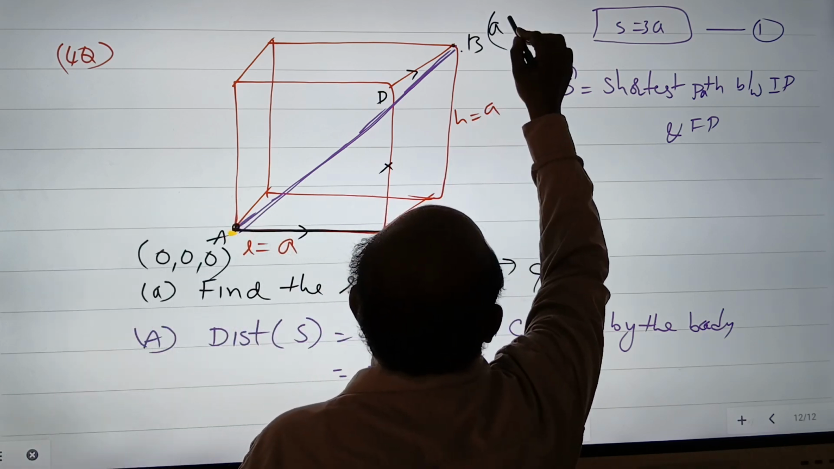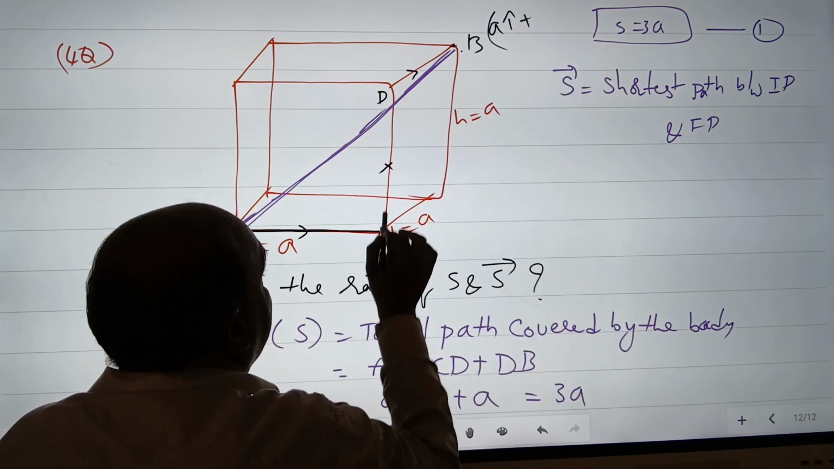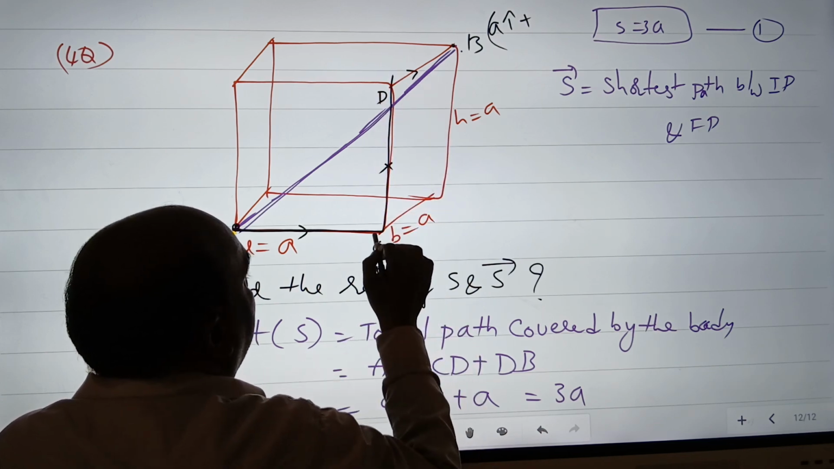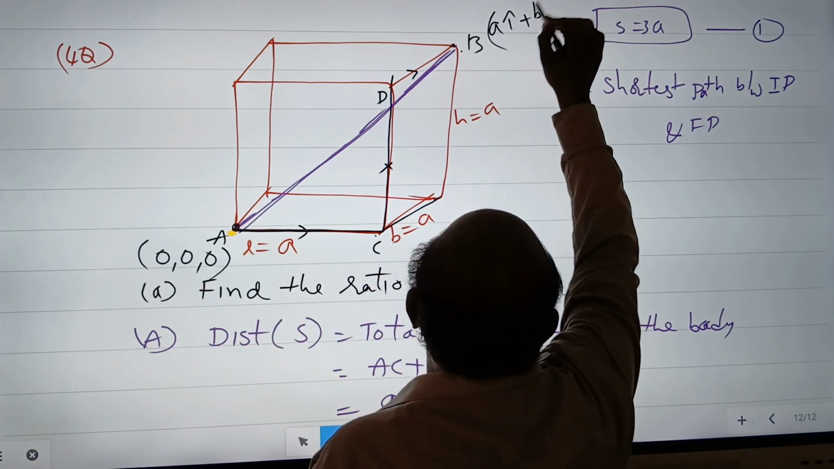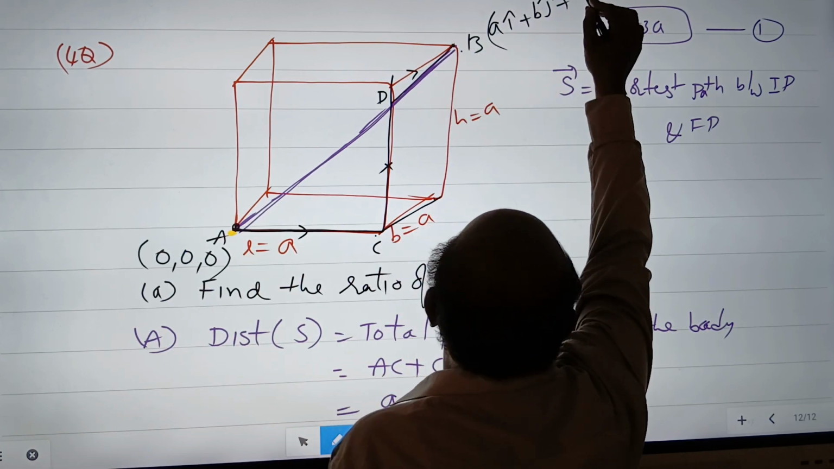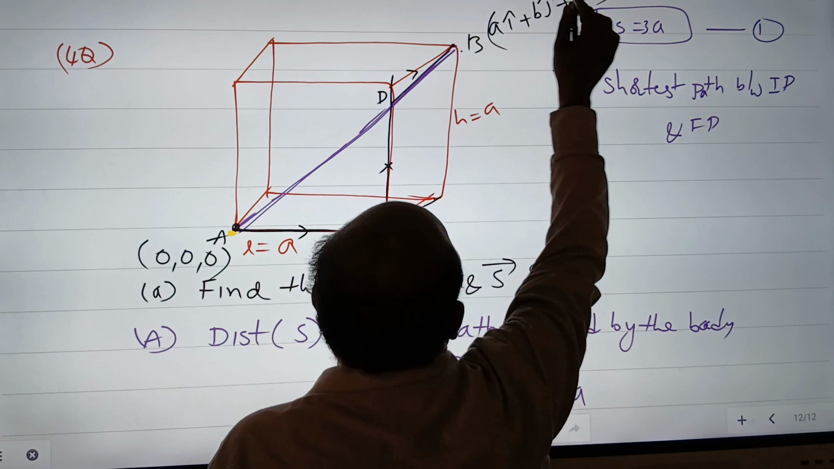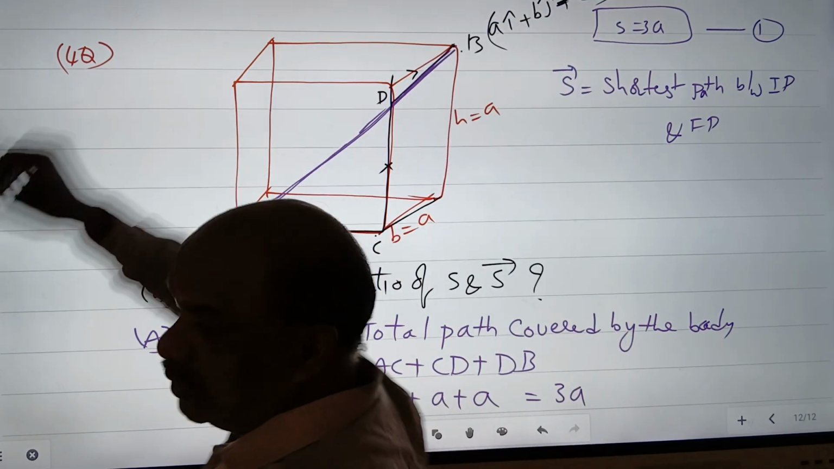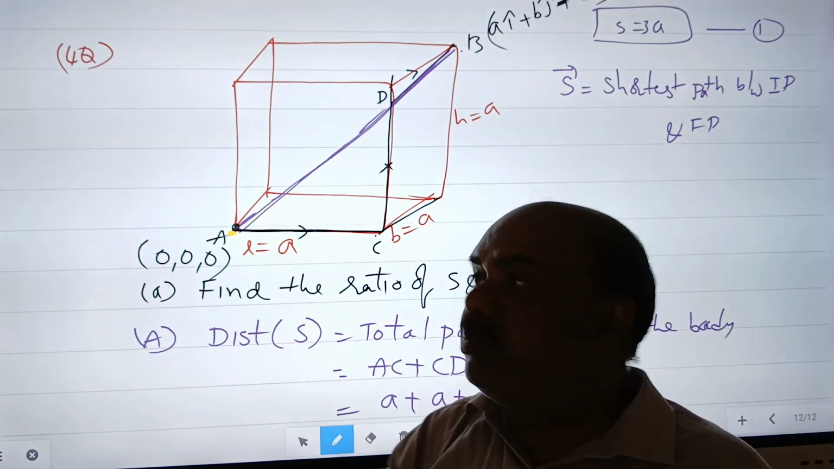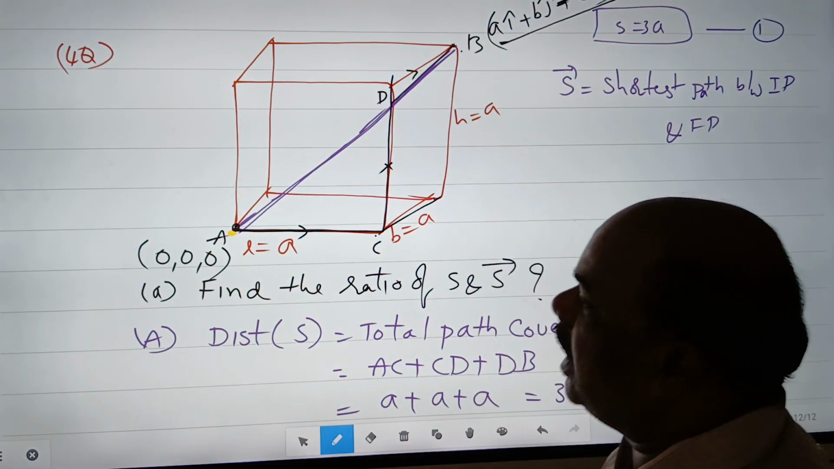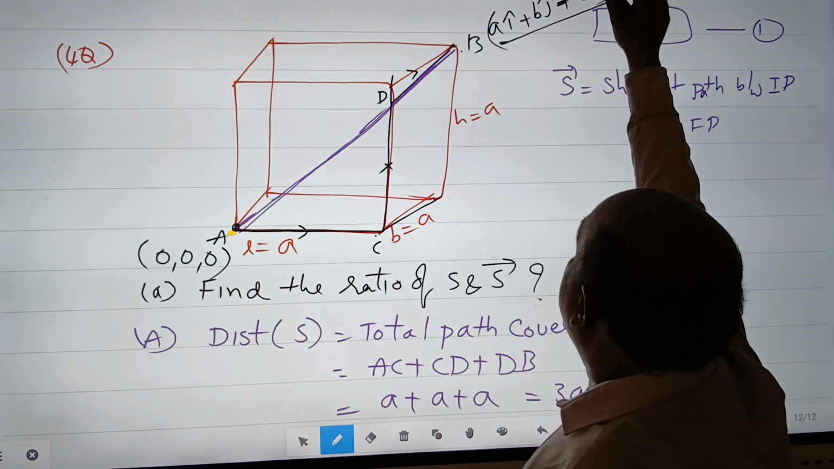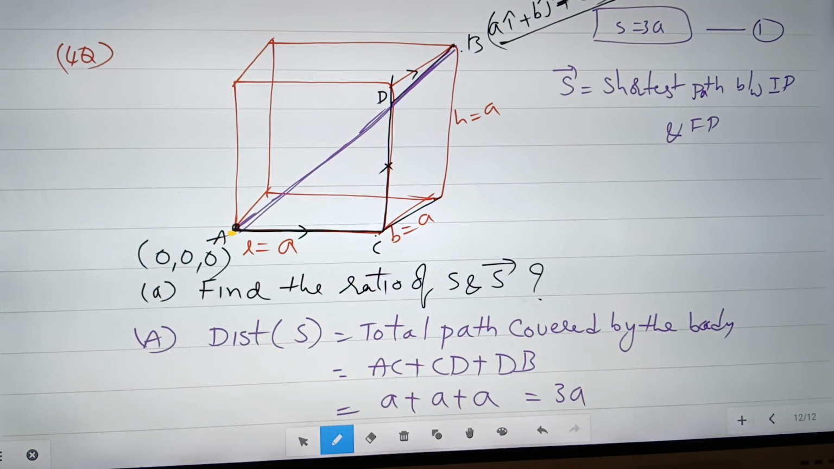So you can write it as A i cap plus B j cap minus C k cap. This is B, this is C. This is B j cap. This is the C distance, C k cap. But it is inside, so you have to write negative. Into the page is negative, out of the page is positive. So A i cap plus B j cap minus C k cap is the coordinates of the B point.